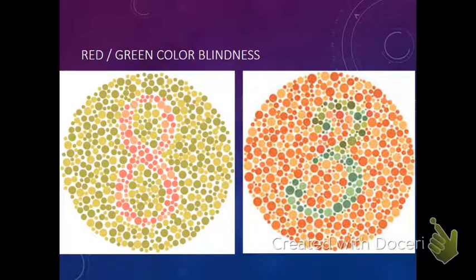Here's actually a very simplified test. It'll be more elaborate than this. But if you're reading these dot charts, people that have red-green color blindness often cannot read these. They will just see a series of dots. They're unable to see the numbers that are present inside those circles. So anyway, just a little picture to kind of show you how they diagnose that.